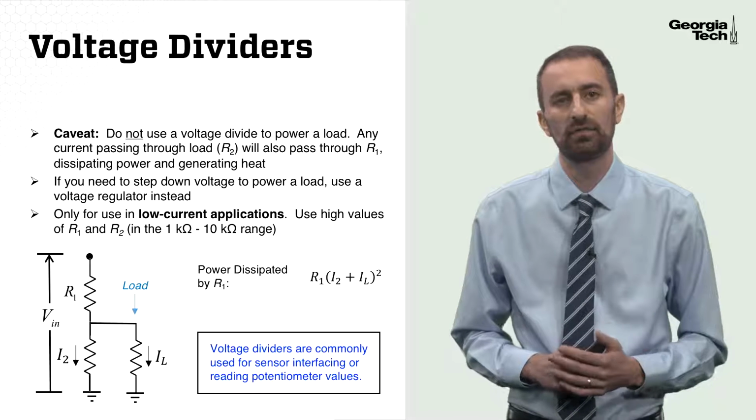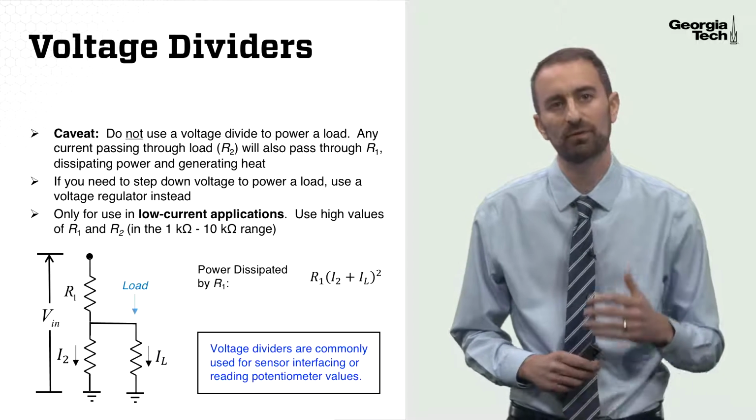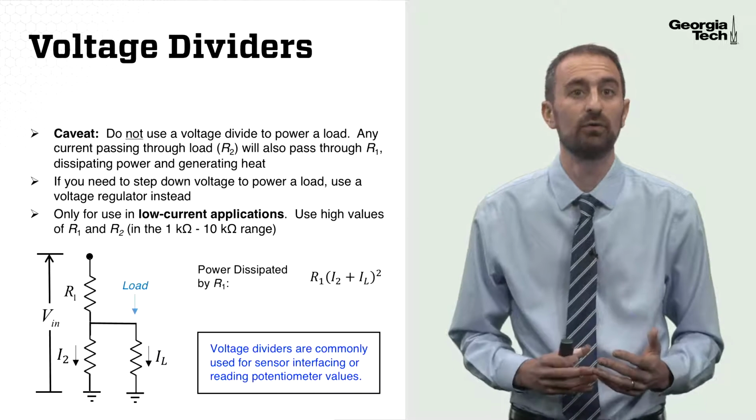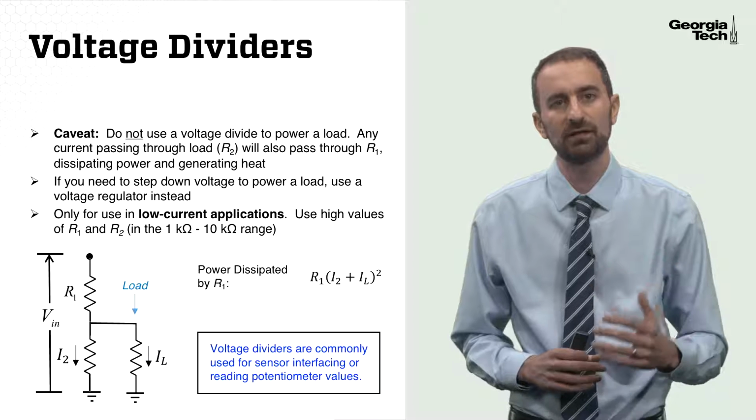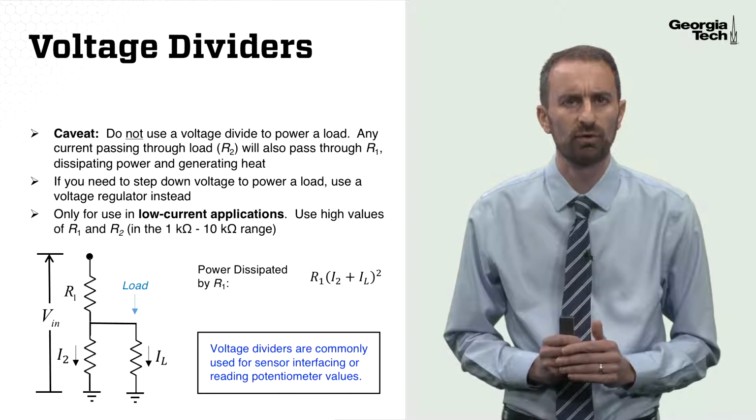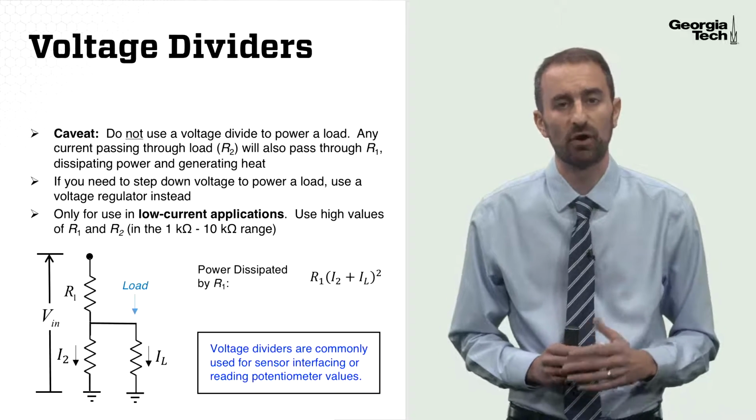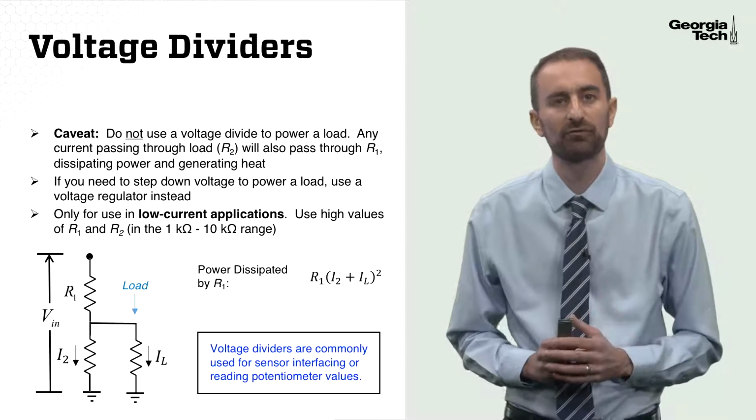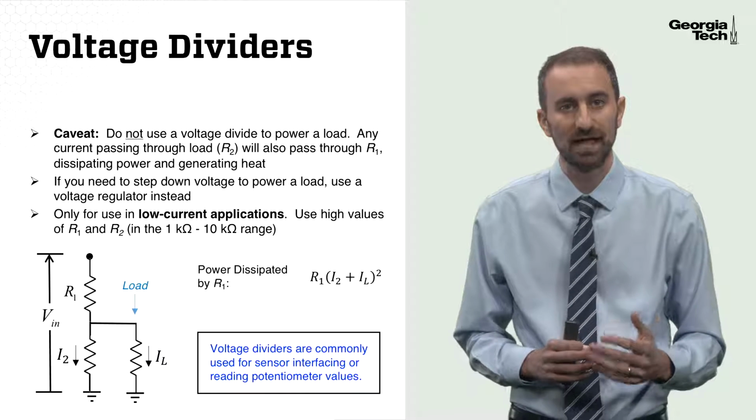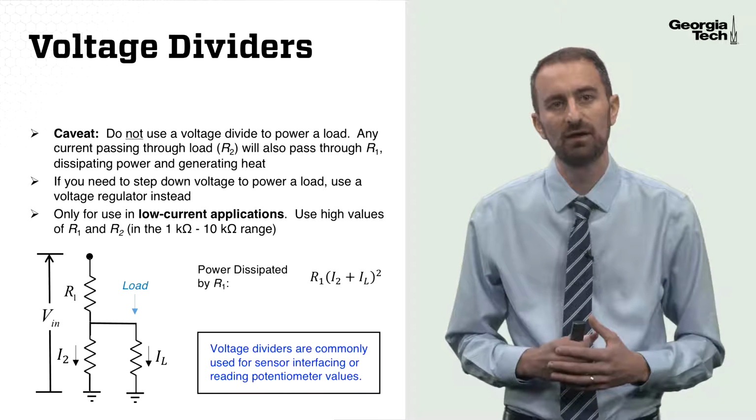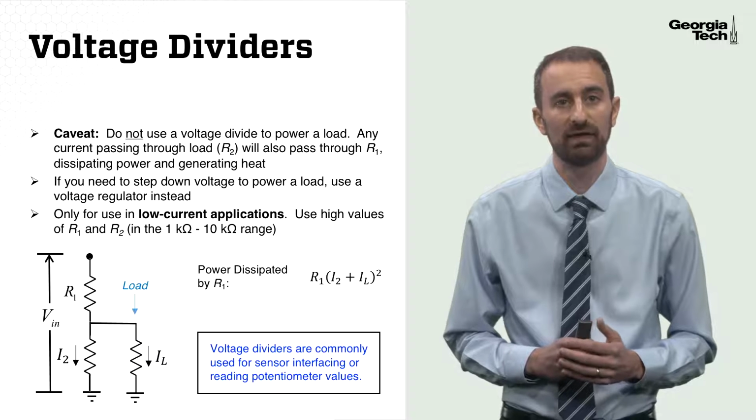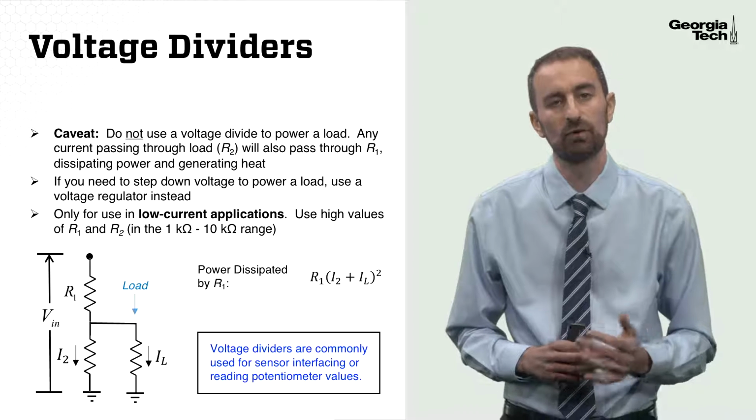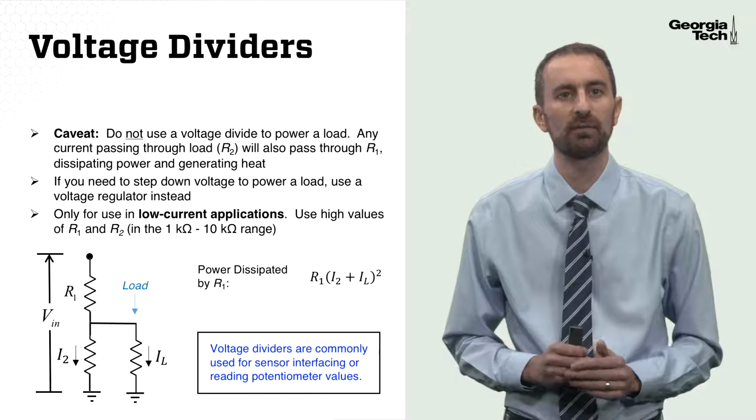One important thing to understand about voltage dividers, one important limitation, is that we don't ever want to use a voltage divider to power a load. That's because any current passing through the load, which for instance would be R2, is also going to pass through R1. When the current passes through R1, it dissipates power and generates heat. And so it's essentially a waste of power that we have available. If you need to step down a voltage to power a load, you want to use something called a voltage regulator, which we'll talk about in a few minutes.